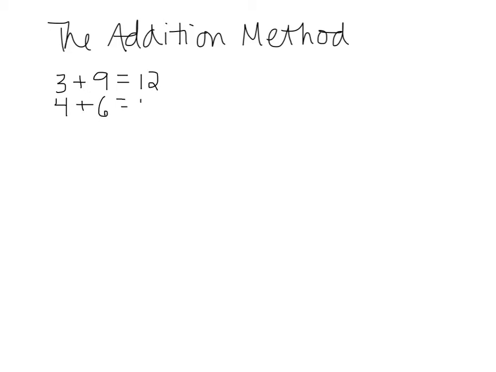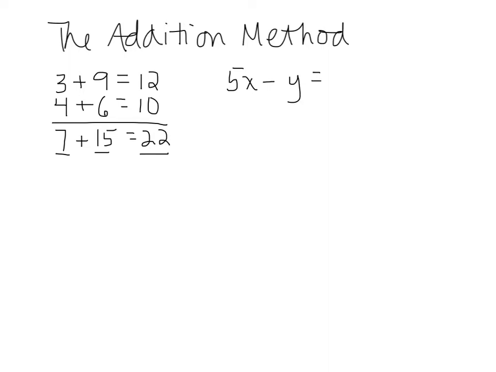I could also use subtraction. But if 4 plus 6 is also equal to 10, if I add these terms, 3 plus 4 is 7, 9 plus 6 is 15, 12 plus 10 is 22, I will find out that I've also got a new equation that is also true. And I can use this fact very handily to deal with equations in two variables, certain types of equations.